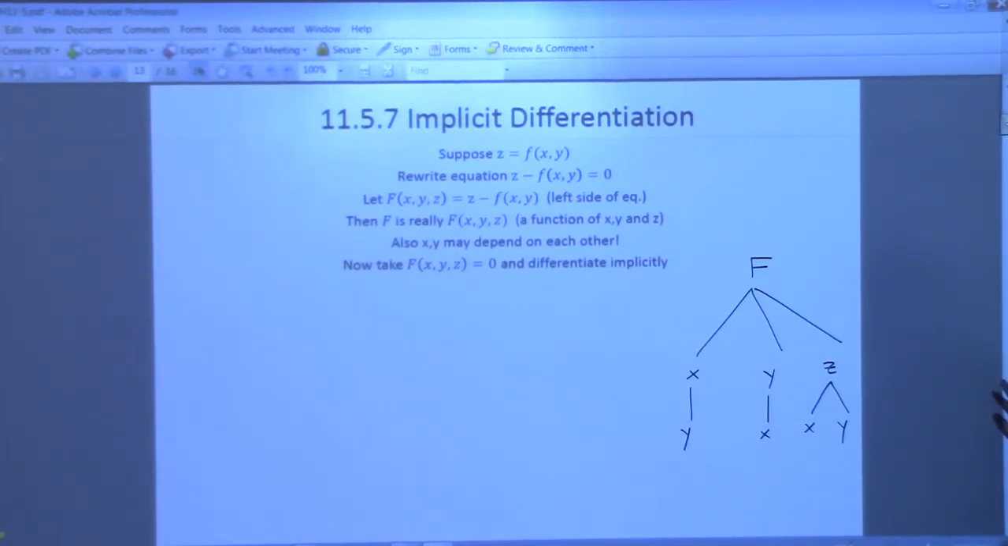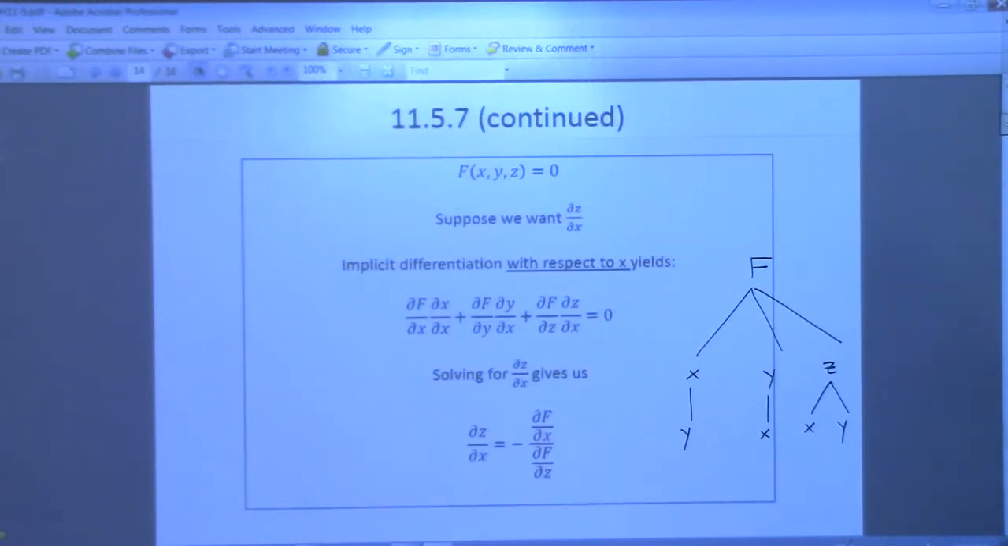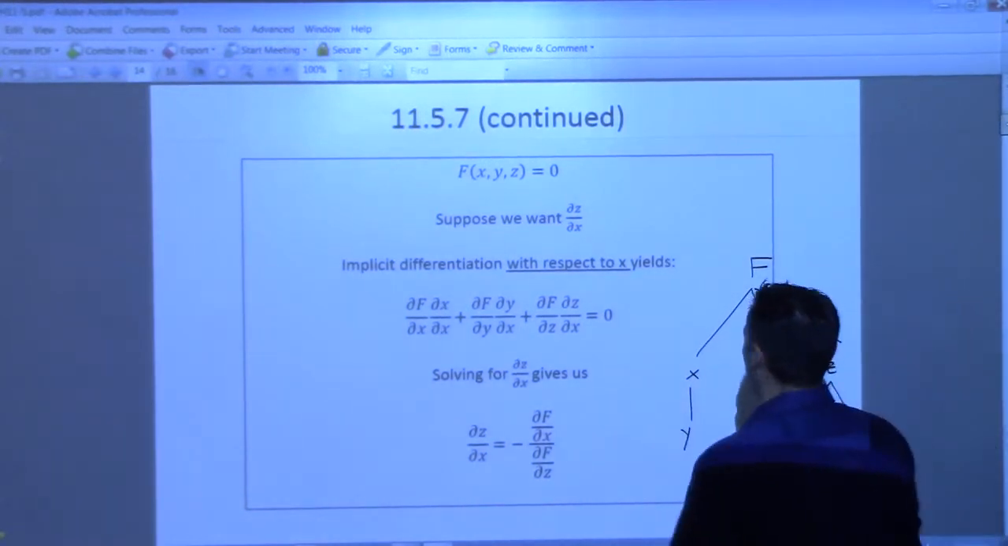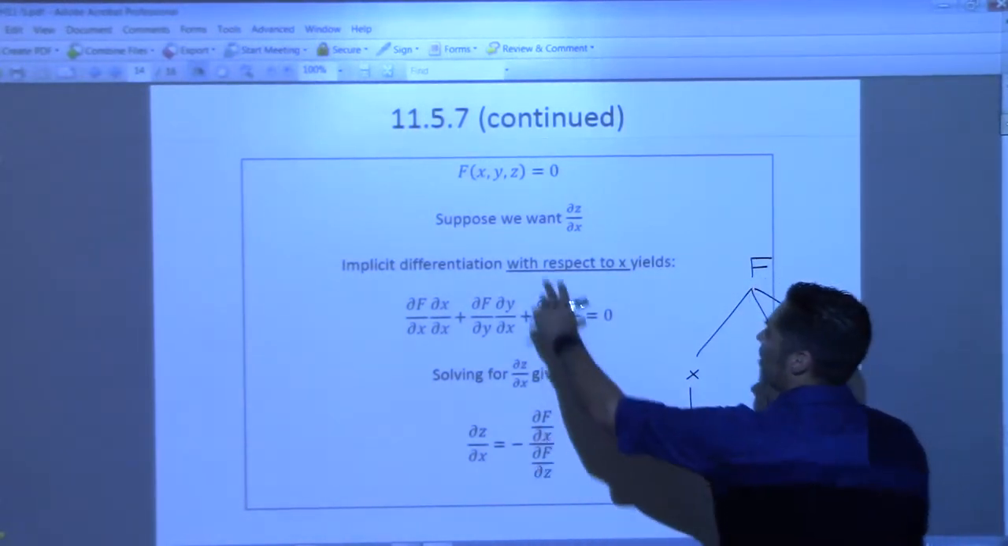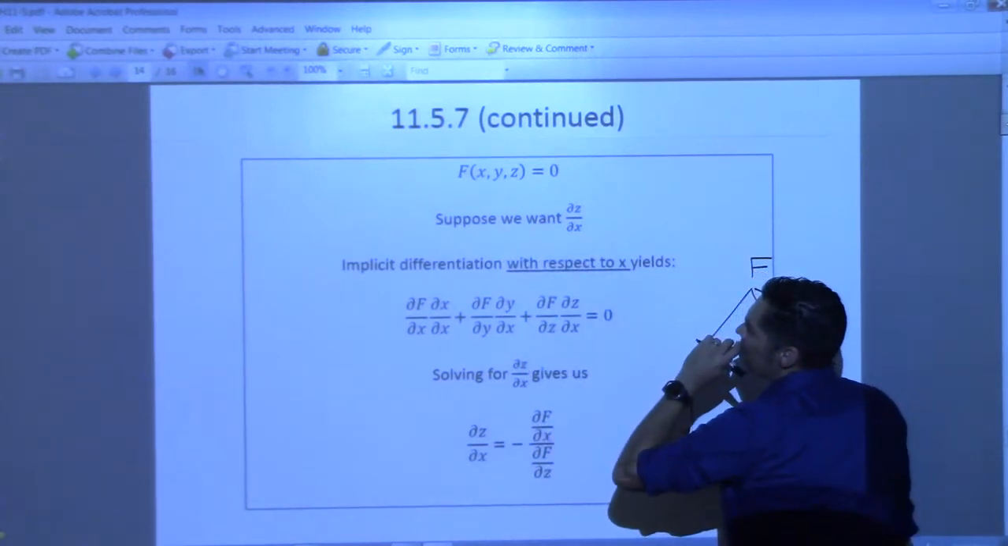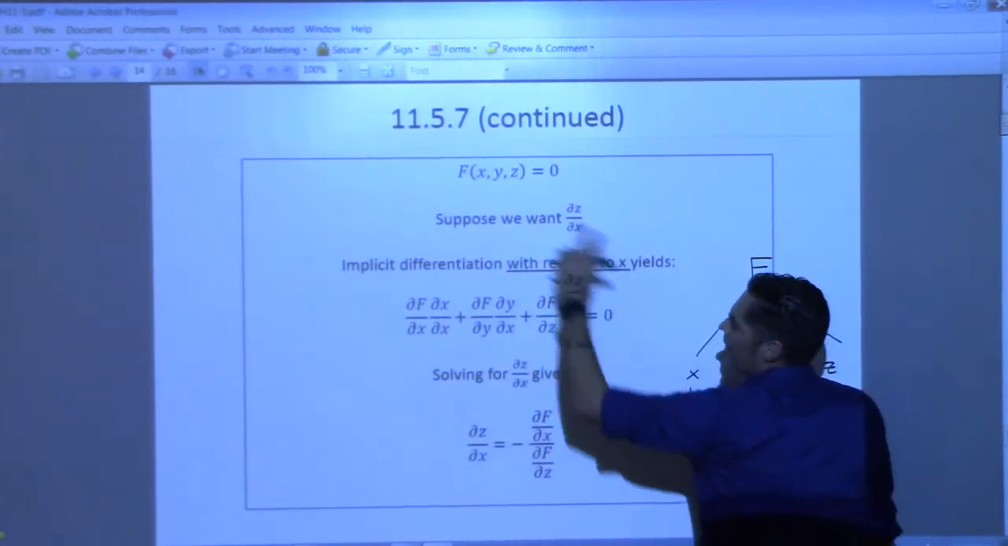All right, so let's look at the next note and let's see what we're basically going to come up with a formula for this. So let's say that we want the partial of z with respect to x. So we're going to differentiate both sides implicitly with respect to x. So I need to bring up that equation back up here. Well, we can just do it right here.